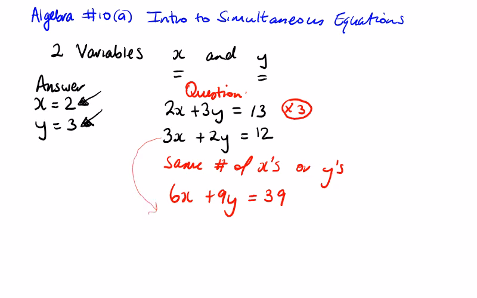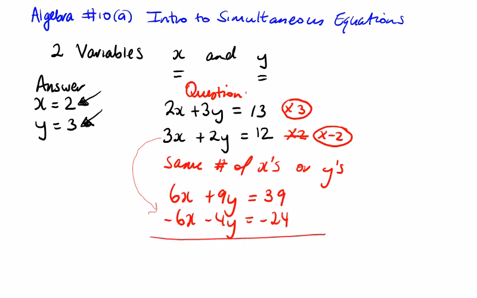Now I need to make this into 6x. How do I do that? I need to multiply this line by 2. Actually, I'm going to multiply it by minus 2, because then I'm going to get minus 6x, minus 4y, and minus 24. Just multiply everything by 2 and change the sign. Now if I add these two lines together, 6x minus 6x cancel, leaving me with one variable. My variable is 9y take away 4y, which is 5y, and 39 take away 24, which is 15.